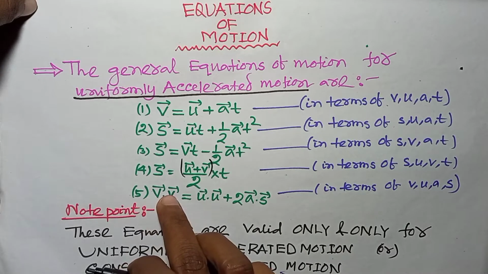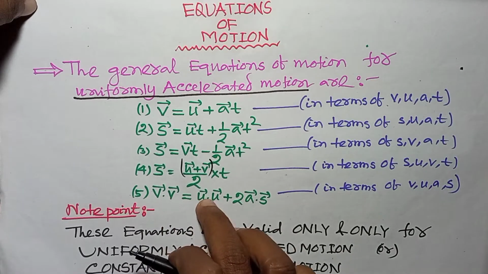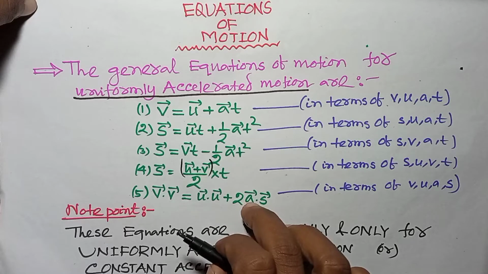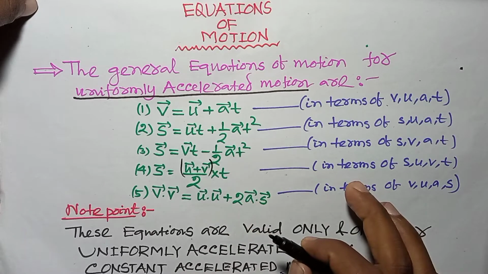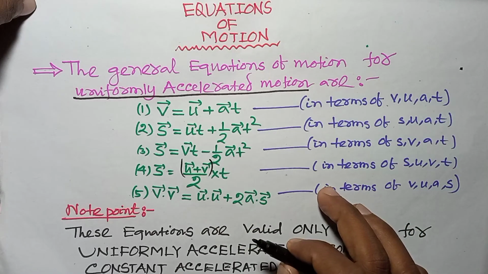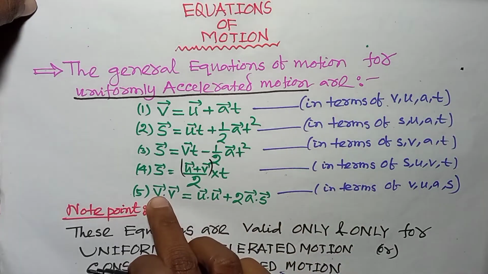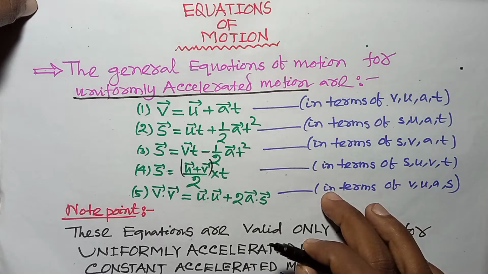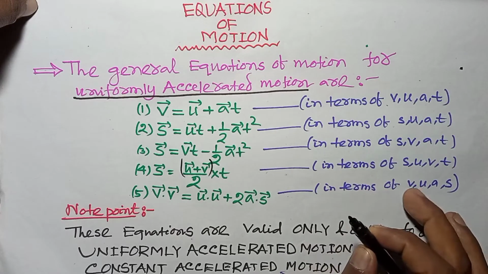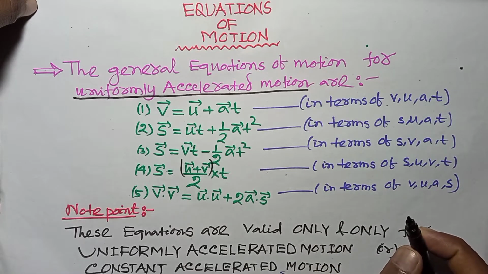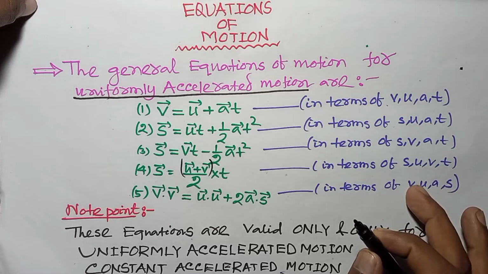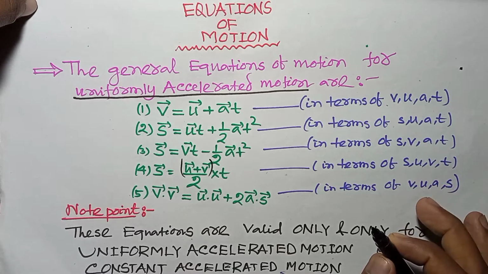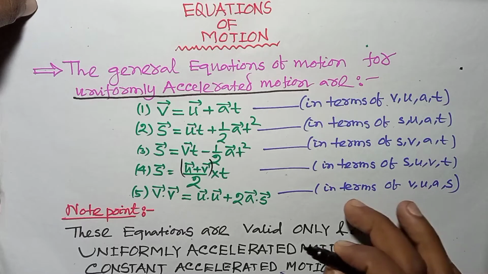Similarly, the fifth equation is v vector dot v vector equals u vector dot u vector plus 2 times the acceleration vector dot the displacement vector. In other words, v square equals u square plus 2as. This equation is in terms of v, u, a and s. If any three of the quantities are given, then you can apply this formula.